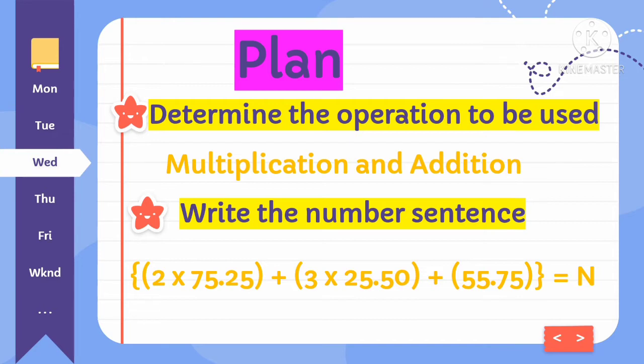So, kagaya nito, yung 2, i-multiply natin sa 75 pesos and 25 centavos. Then, since 3 yung piraso ng binili nila, i-multiply natin yon doon sa amount. So, 3 times 25 pesos and 50 centavos. Then, since isa lang yung in-order nila, add lang natin yung 55 pesos and 75 centavos equals N.